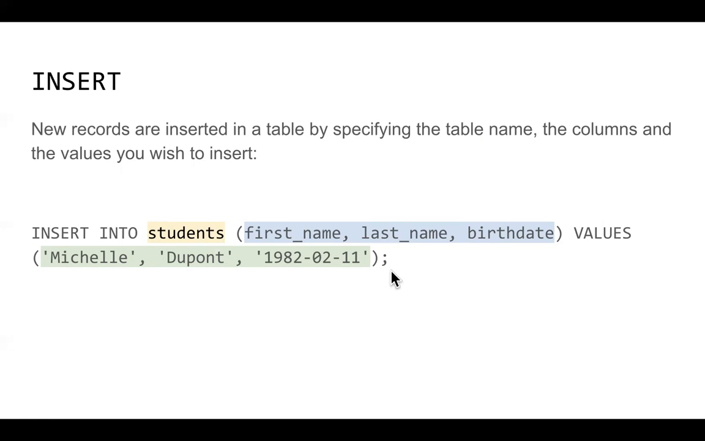Now it's really important that these things match. There are 3 items in this set of parentheses, and there are 3 items in this set of parentheses. The order matters here. So we're saying here, first name is going to be Michelle, last name is going to be DuPont, birthday is going to be 1982-02-11. So this is kind of like defining a function that uses ordered parameters and not keyword arguments. So when you're inserting data, it's important that you put everything in the right order.